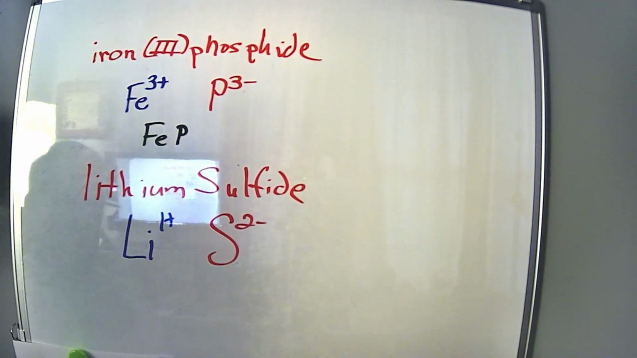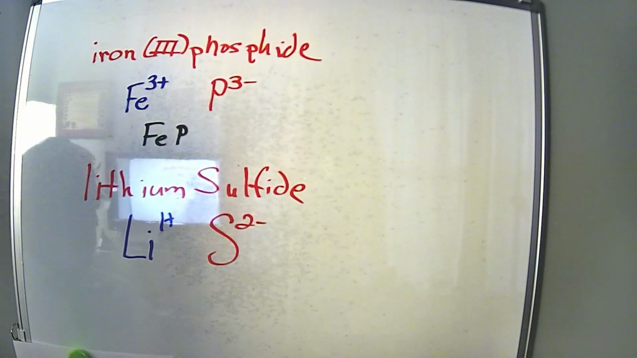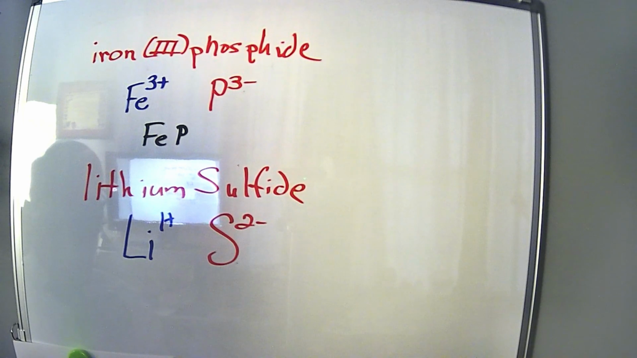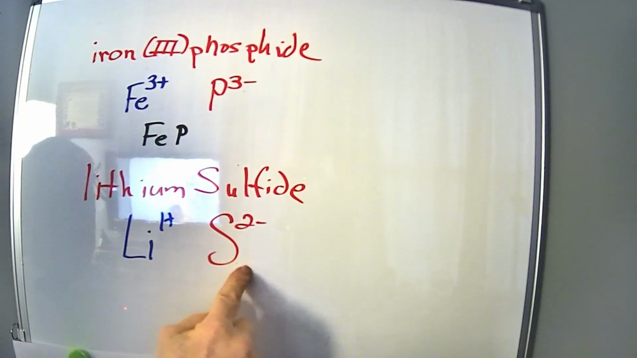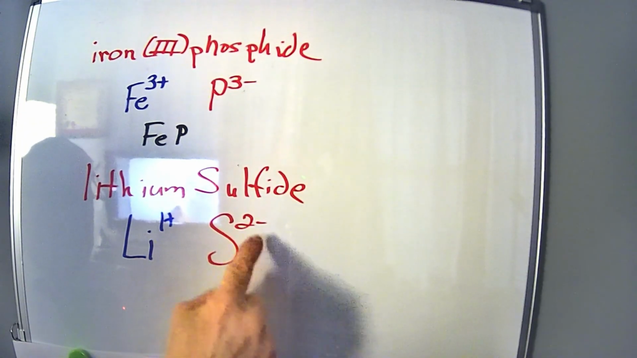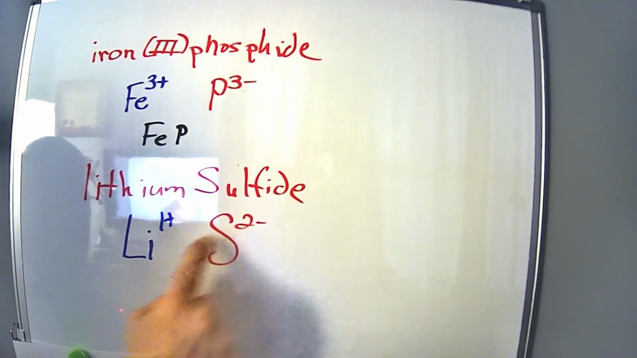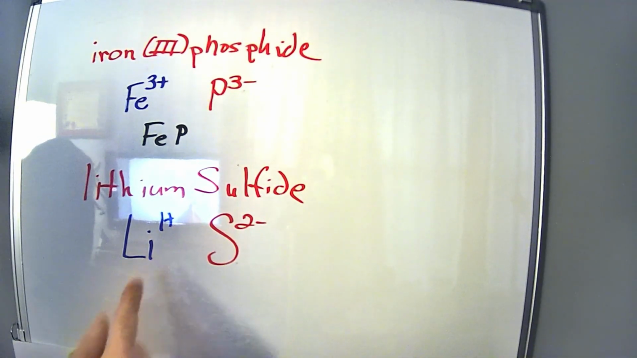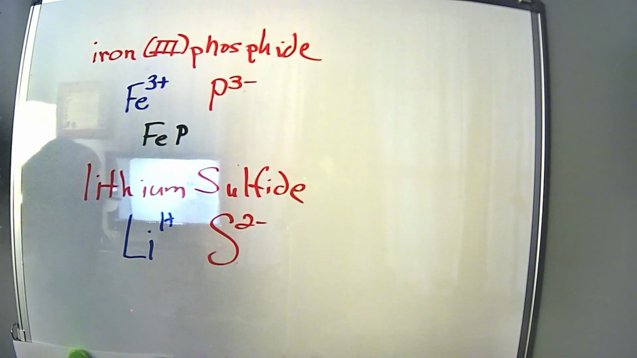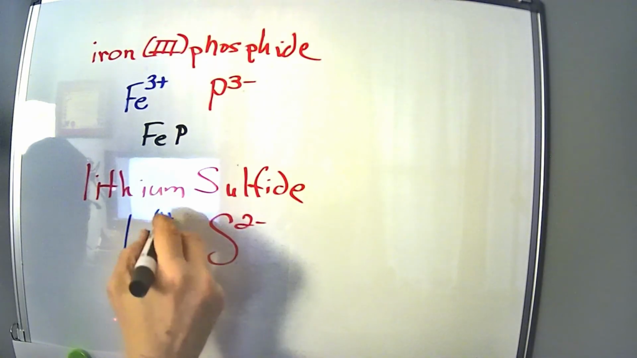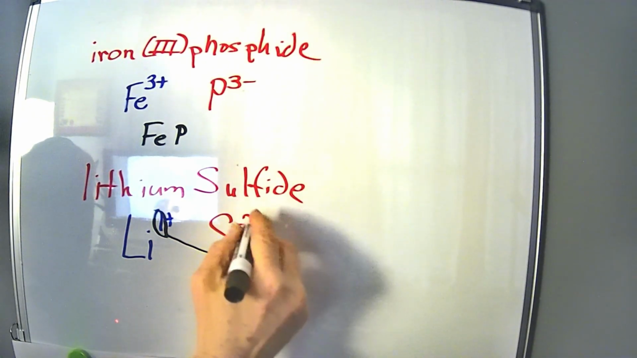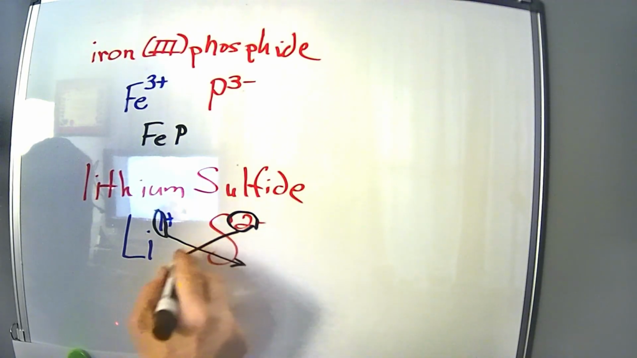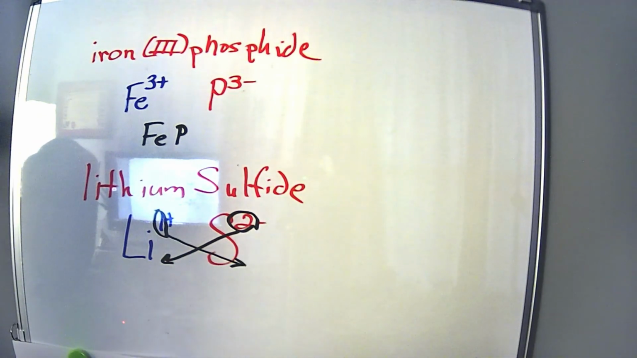So what we're going to have to do here is crossing. It's called crossing. We're simply going to use the same number that's in this charge as the subscript for this element, and the same number that's in this charge as the subscript for this ion. Please keep in mind, we're not moving the charge, we're not moving the number, we're simply using the same one that is in the charge as the subscript for the other one.